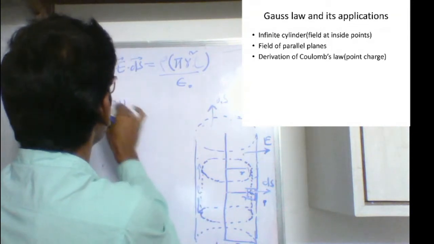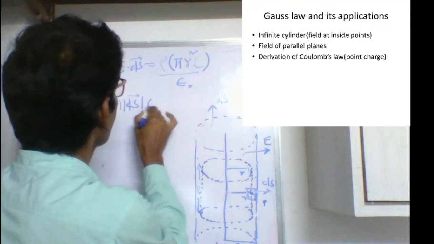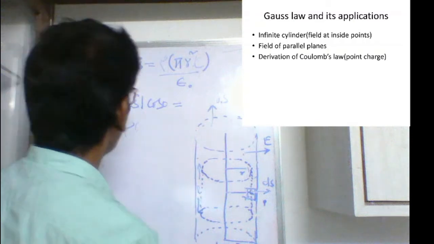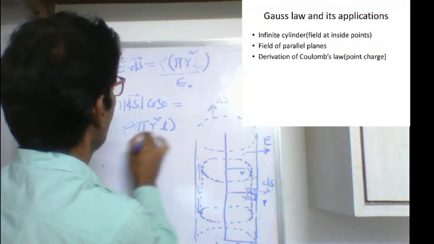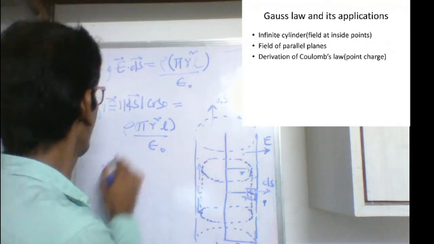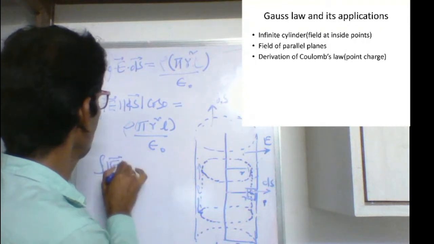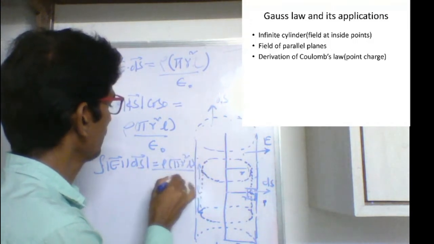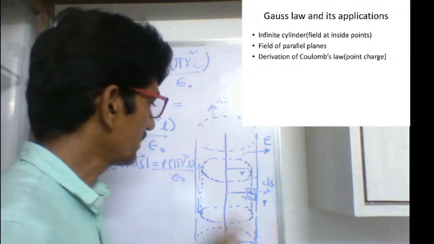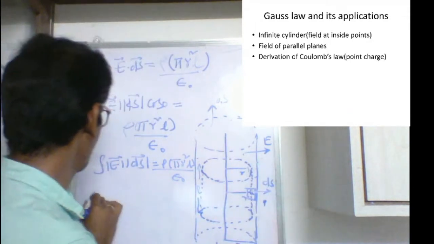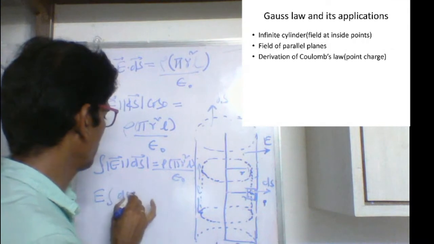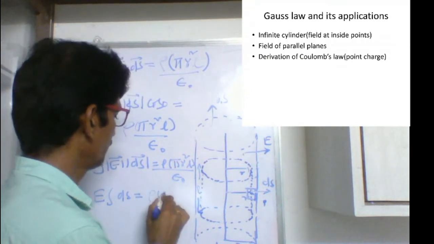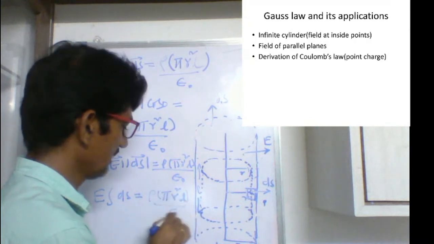So after expansion you may write that integral E dS cos 0 is equal to, remaining two integrals are 0, rho pi r square L by epsilon naught. Since cos 0 is 1, this is simply integral E dS is equal to rho pi r square L by epsilon naught. Again E is constant on this lateral surface, so you may take E outside. So after the integral symbol you have only integral dS. On this side you have rho pi r square L by epsilon naught.